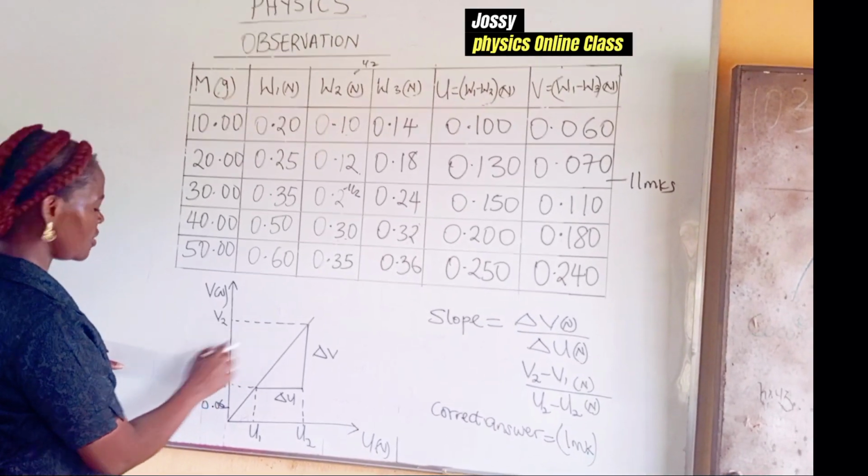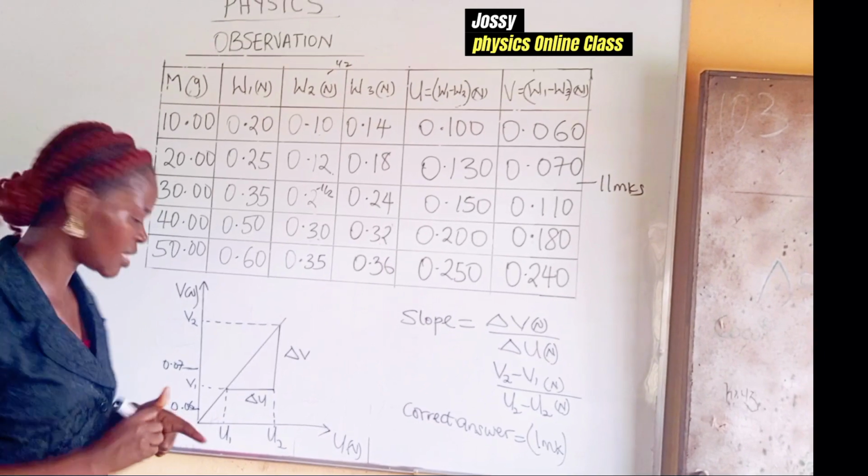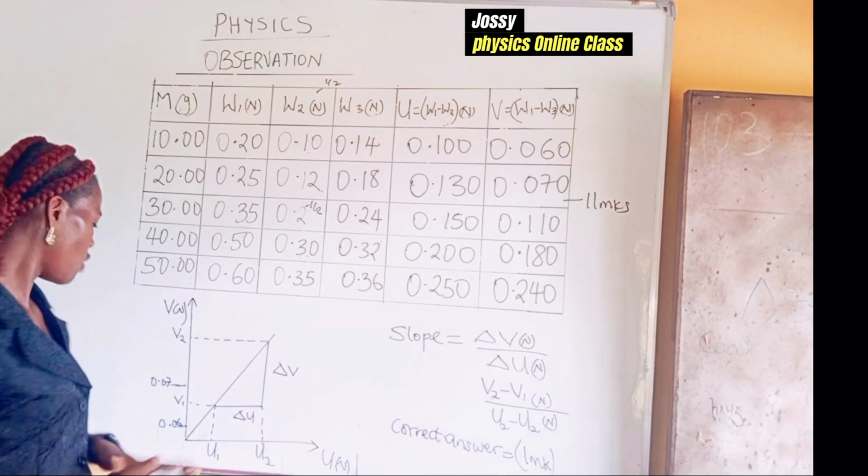You'll now write here 0.07. No. That is not how to do it. How are you going to do it? You're going to choose a scale that accommodates what you have.